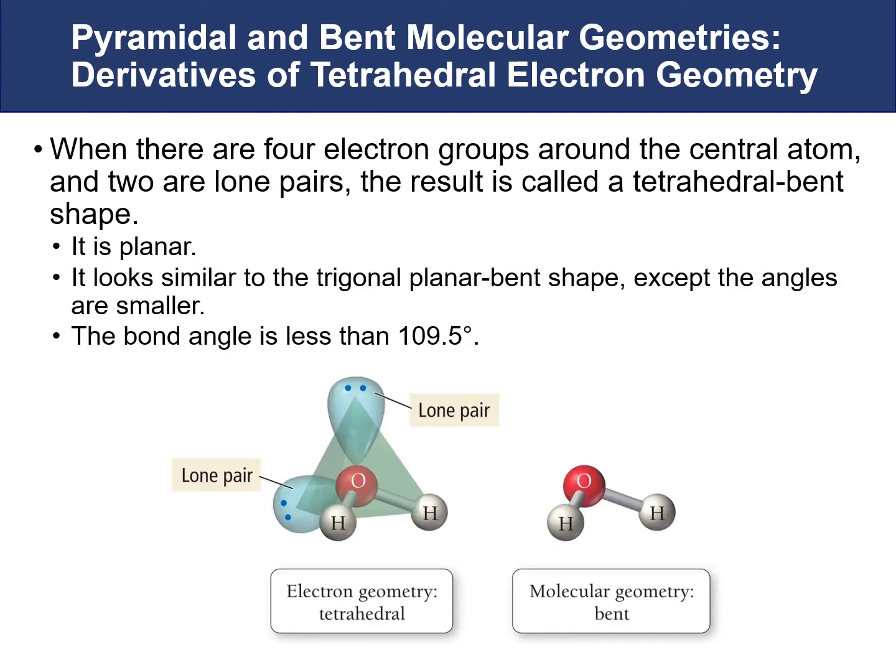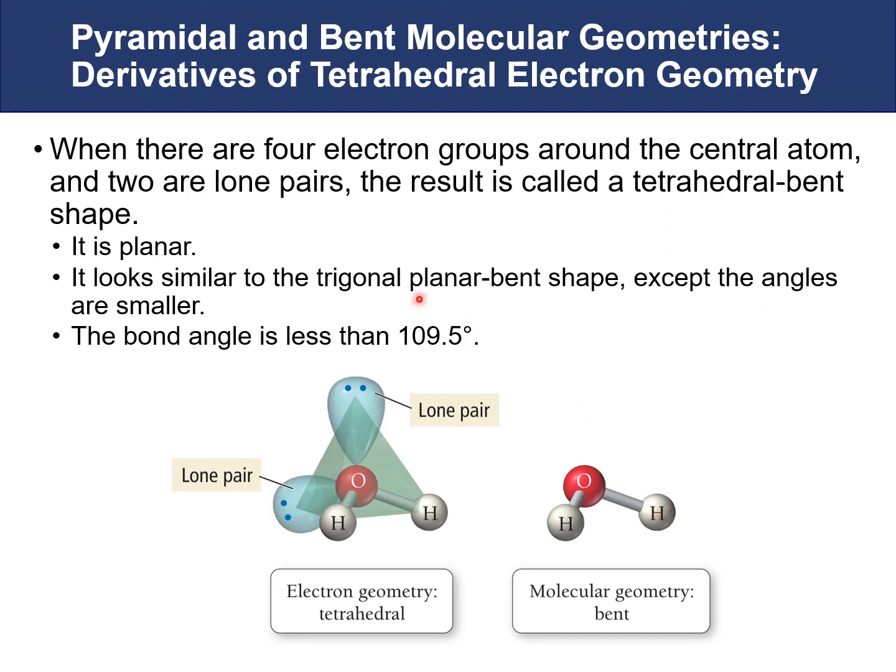If we keep with 4 electron groups, but now change to 2 lone pairs, we get what we call a bent geometry. So when there are 4 electron groups around the central atom and 2 of them are lone pairs, the result is called a tetrahedral bent shape or just bent shape. It is planar because you have 3 different atoms. It, by necessity of geometry, has to fall within a plane. It looks very similar to the trigonal planar bent shape, except there's going to be a difference in the angle. The angle here is going to be smaller.